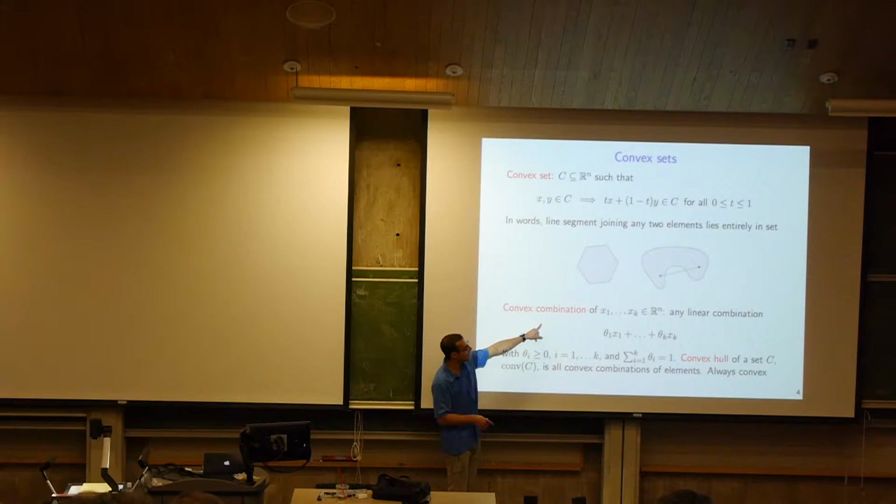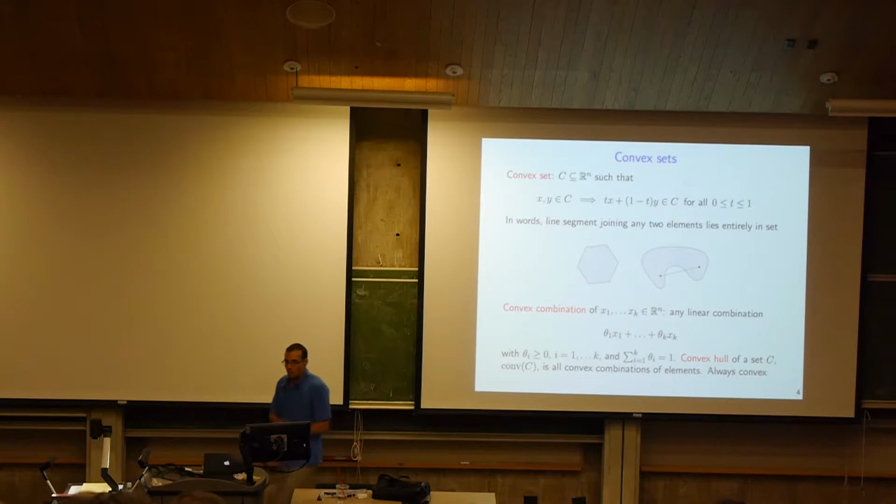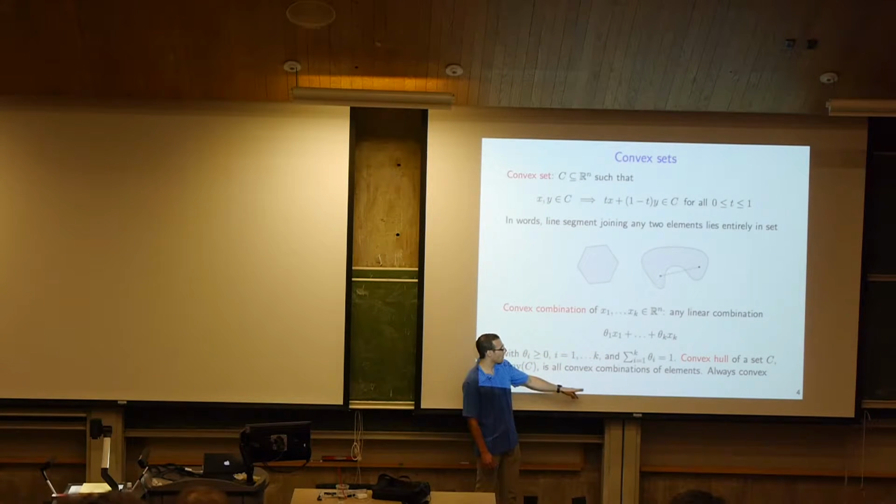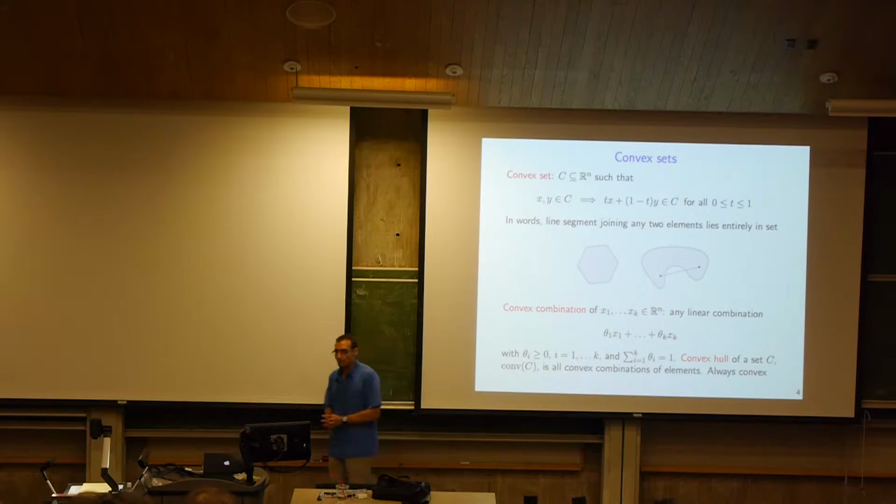Let's introduce some terminology. A convex combination of points: if you give me any number of points, here x1 through xk, a convex combination is any linear combination of this form, where I have weights theta i. So this is the sum of theta i xi. But these weights have a special property: they're all non-negative and they sum to 1. That's what we mean by a convex combination.